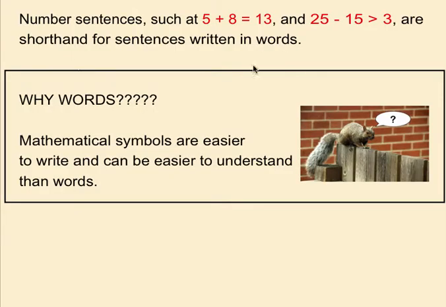So in math, number sentences like 5 plus 8 is equal to 13 and 25 minus 15 is greater than 3, well, this is shorthand for sentences written in words. So why are we using numbers instead of words? Well, math sometimes is just easier to understand when we just use straight up numbers. So in this way, it's kind of like we're being lazy, but it's okay to be lazy. We're just going to use numbers instead of words. Cool beans.